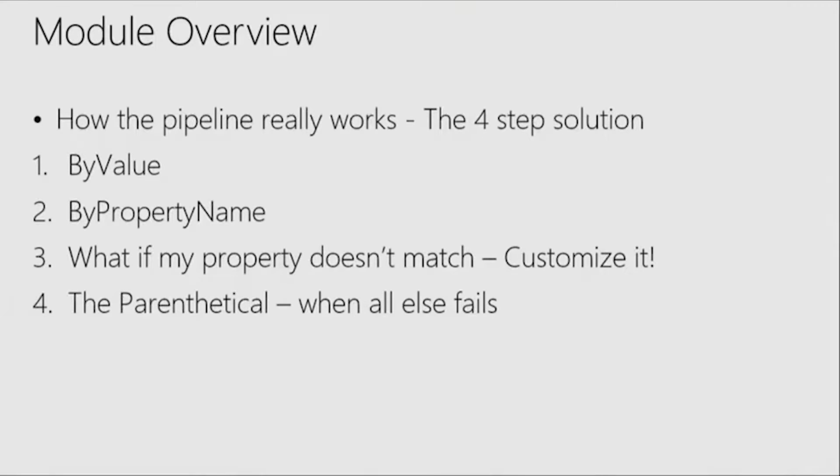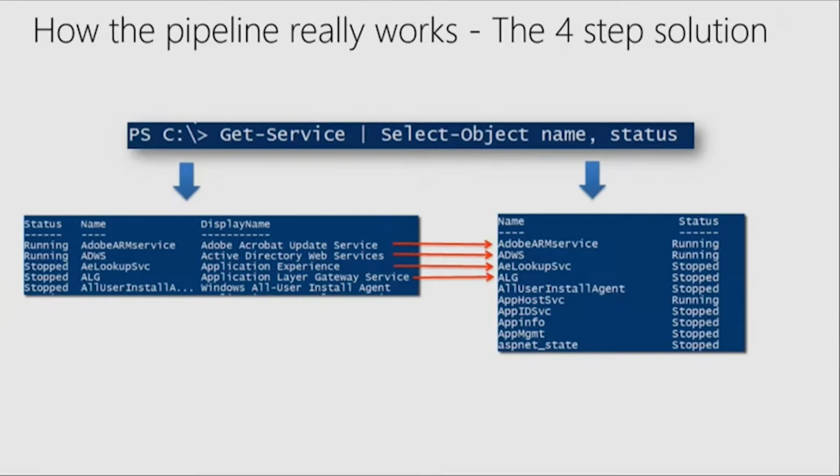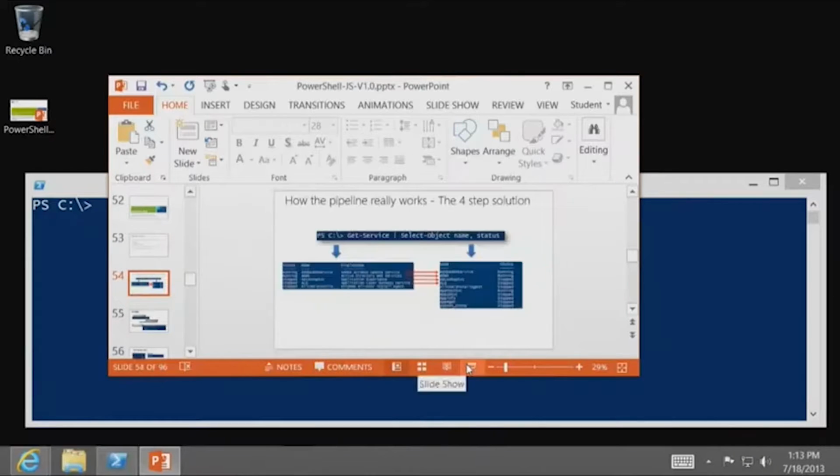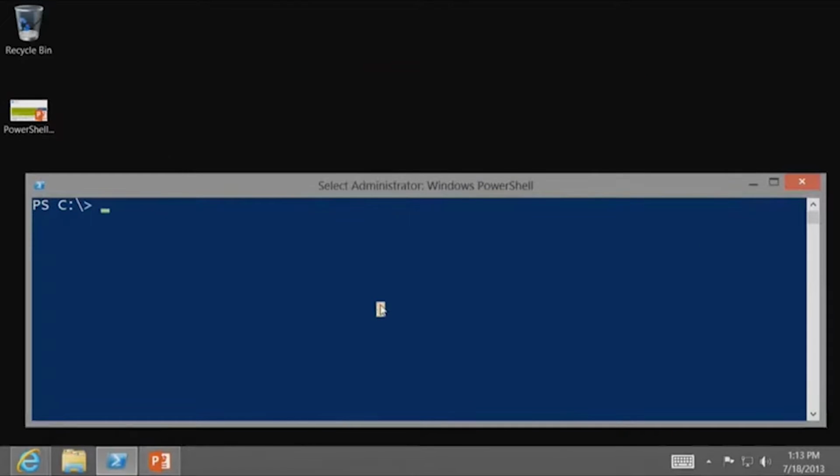We have a process of by value and by property name, and if those don't work, we have a last line of resort. So I'm just going to, first of all, point out that all of this is in the slides, but I'm not going to use the slides. So here we go. Let's get rid of the slides. Let's start with an idea.